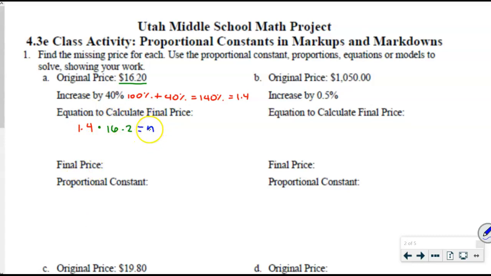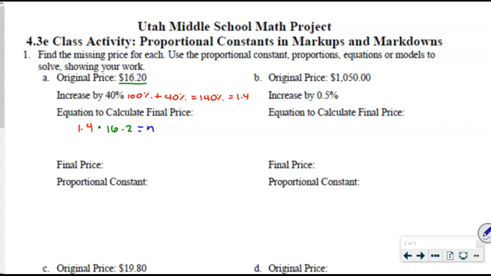Notice n is already by itself, right? So since n is already by itself, all we have to do is this calculation. You should have typed it into your calculators. If you have not, please do so now. 1.4 times 16.2. Notice I'm lazy and I'm dropping the 0 at the end here. The calculator doesn't need them.